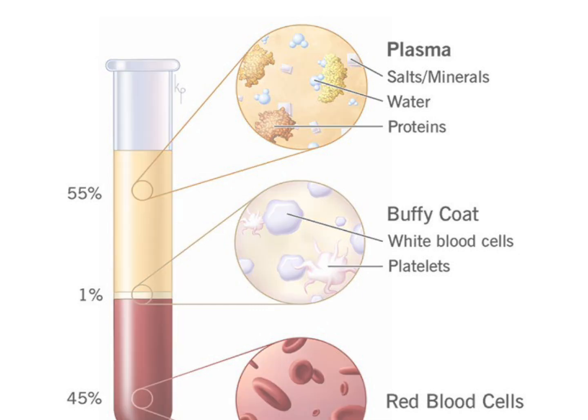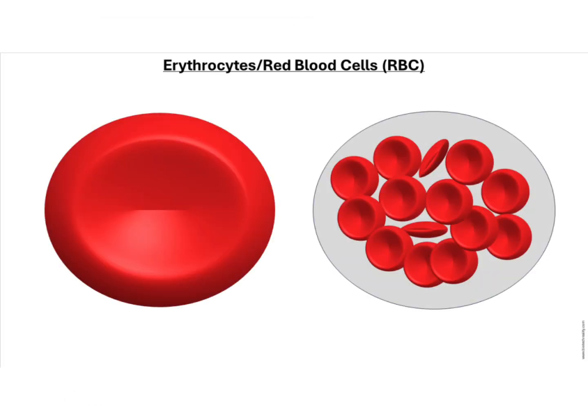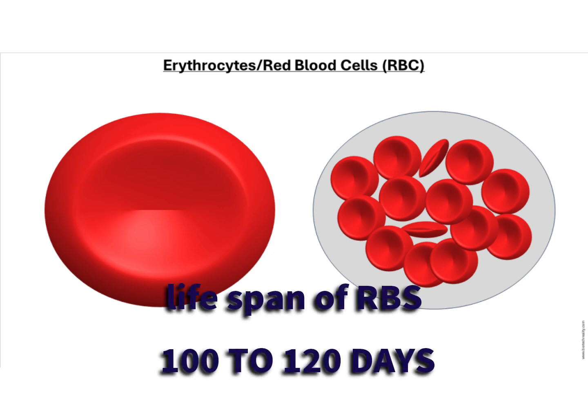The second one is RBC, red blood cell or erythrocyte. It is the most common type of blood cell, which gives the red color to the blood. It is small, round, and biconcave in shape. The main function of RBC is to carry oxygen from the lungs to the tissues and also carry carbon dioxide from the peripheral areas to the lungs. The lifespan of RBC is 100 to 120 days.